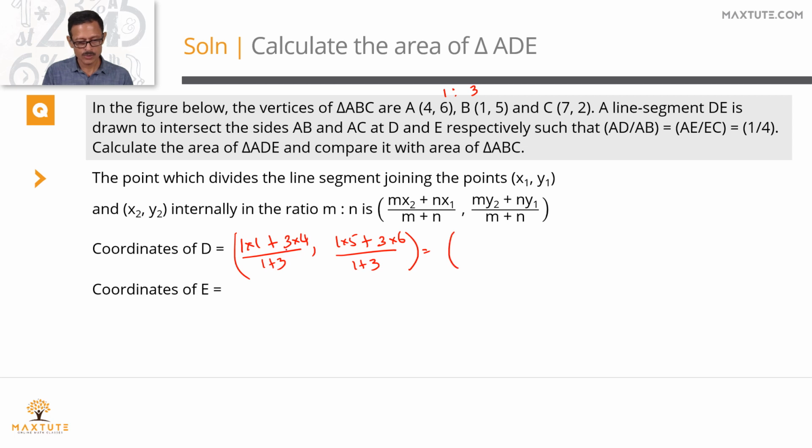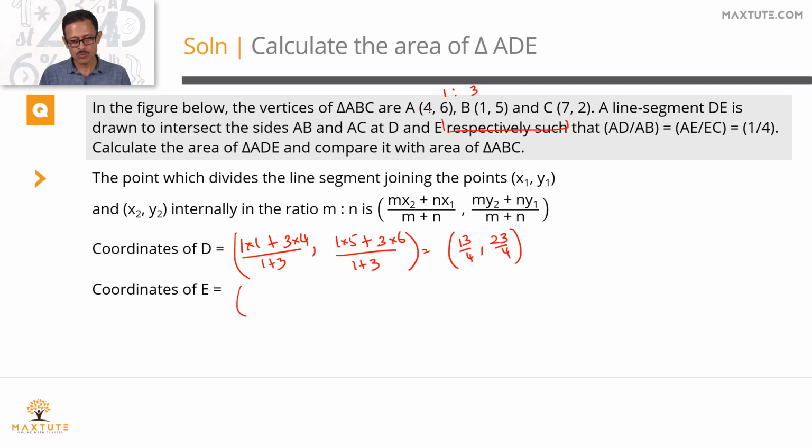So what does this translate to? This is 12 plus 1, 13 by 4, right? Not an integer. Don't worry about it. Many times it need not be an integer. 18 plus 5, 23, 23 by 4. These are the coordinates of point D. Let's find out the coordinates of point E, which again is going to divide this line segment, which line segment? AC, in the ratio 1 is to 3.